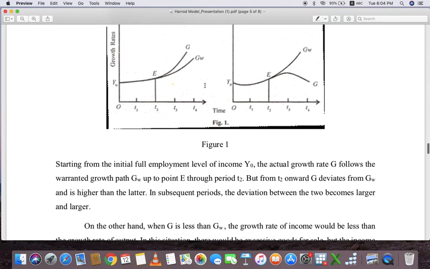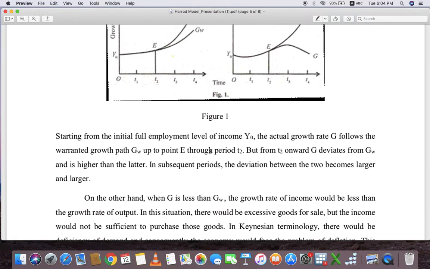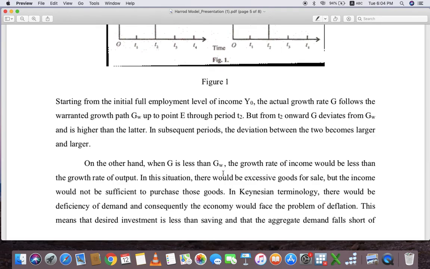And on the other hand, in the second situation, when G is less than GW, the growth rate of income will be less than the growth rate of output. As a result of that, there will be a supply of excessive goods for sale, but income will be insufficient to purchase these goods. So, this is the typical Keynesian situation, and according to Keynes, there will be deficiency in demand, and consequently the economy will face the problem of deflation.